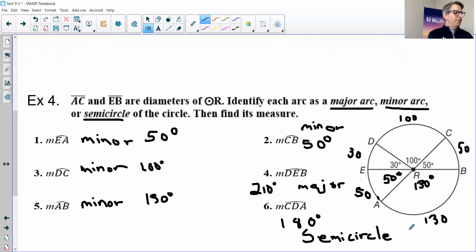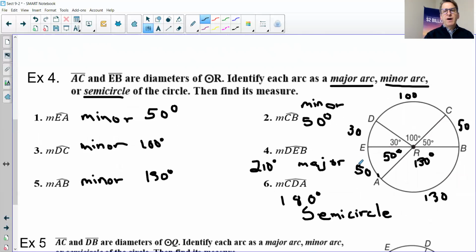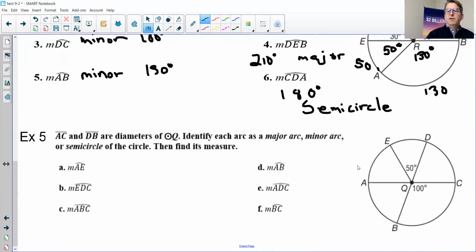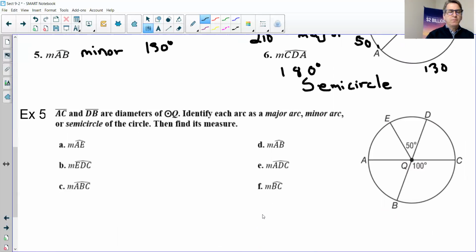So not too tough, example 4. All right, same thing on example 5 here. You have yourself a circle here, and you've got 50 degrees and 100 degrees. So AC and DB are diameters of circle Q. Identify each arc as major, minor, or semicircle of the circle, then find its measure.